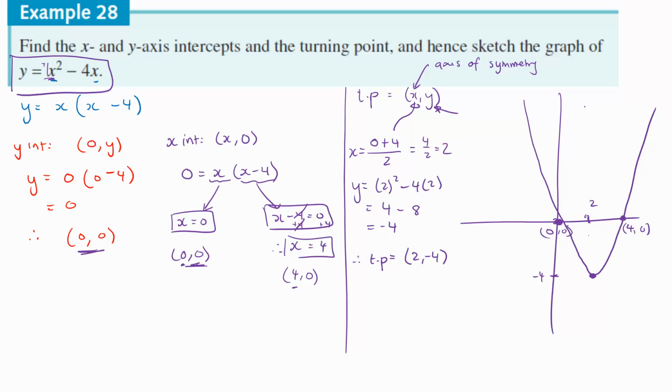Okay, but even if you didn't know that, if you joined the dots, then it would have turned out to be a smiley face anyway. You couldn't have done a frown because the turning point's on the bottom. Okay, let's try another one.